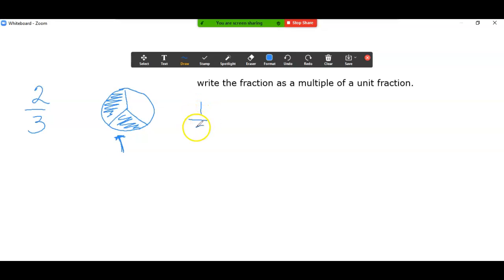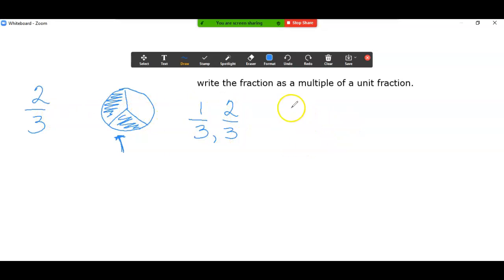That's 1/3. Okay, so I want to write this as a multiple. Well, if this piece is 1/3 and I add this piece, I now have 2/3, correct? Okay, and I'm sure at this point you're going, okay, and Miss Higby, what's your point? Well, it's real easy to see that in a picture, right?